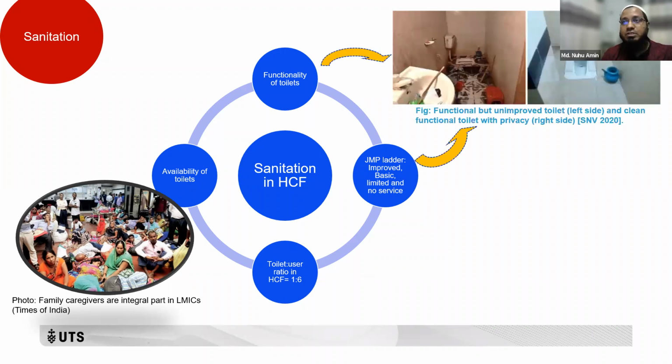Also, functionality of the toilet and meeting the basic and improved sanitation is not a standalone thing. So you have to manage both functionality and the JMP defined basic criteria. A latrine may be functional, but that may not be clean. So for usability, both of these parameters are important.